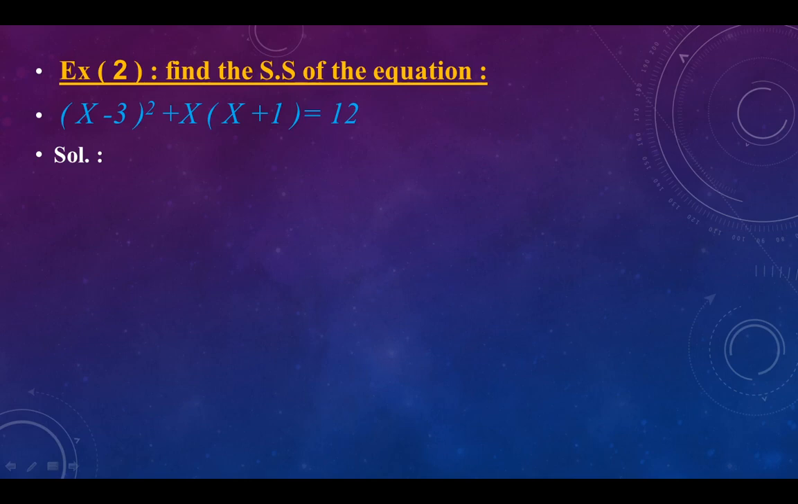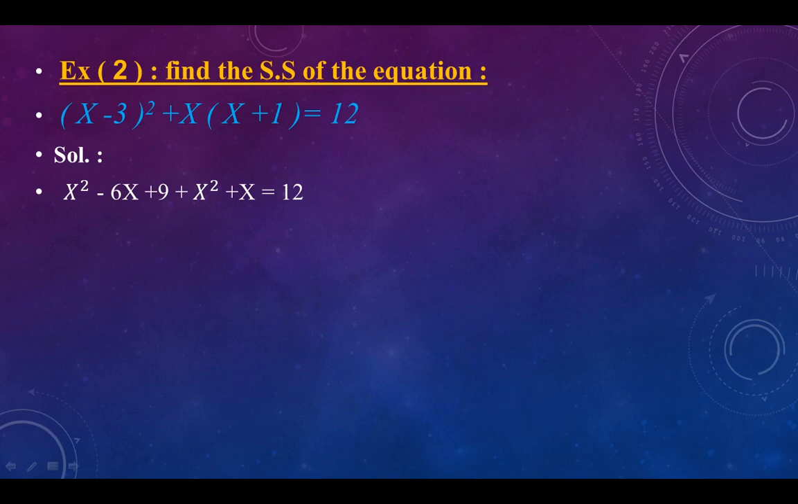And we are going to distribute x over the two brackets: x multiplied by x, then x multiplied by 1, and this equals 12. Okay? Here we have x times x equals x power of 2, x times 1 equals x, and all of these equal 12.